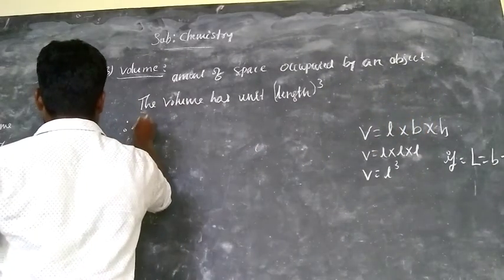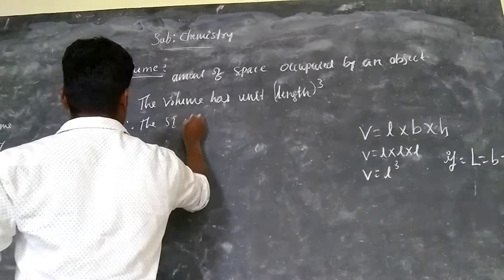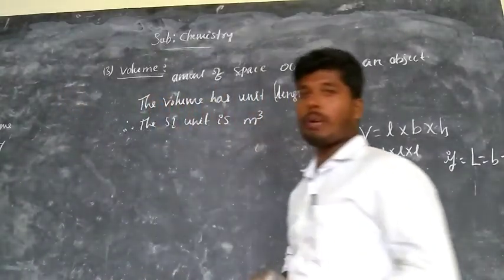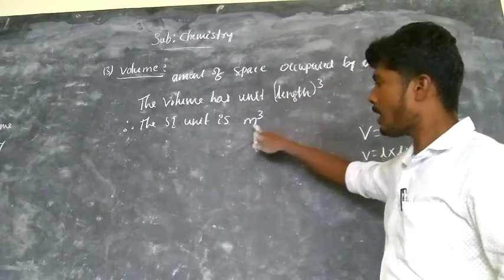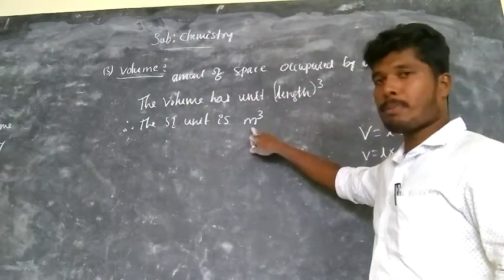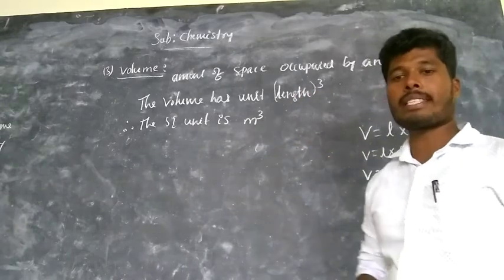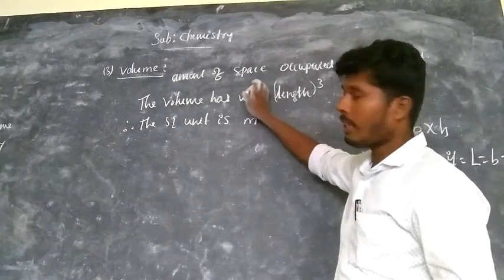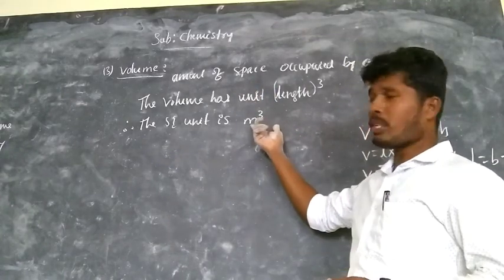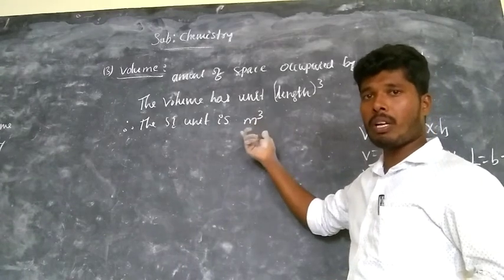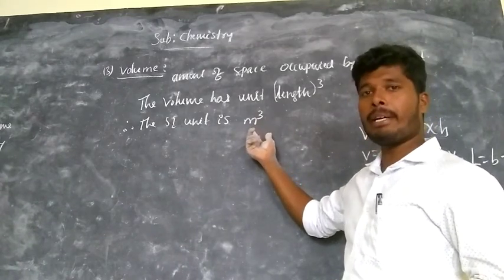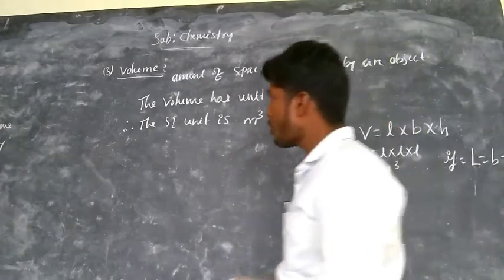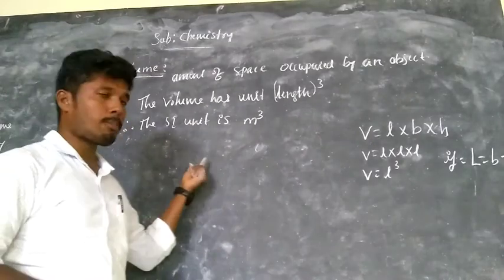Why is it meter cube? Length is measured in meters, indicated by small m, and here there is a cube. The SI unit of volume is meter cube. But in chemistry, to measure volume on a small scale, we use centimeter cube or decimeter cube, because we perform experiments using small volumes.